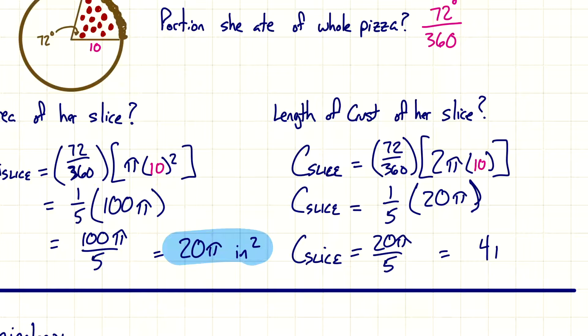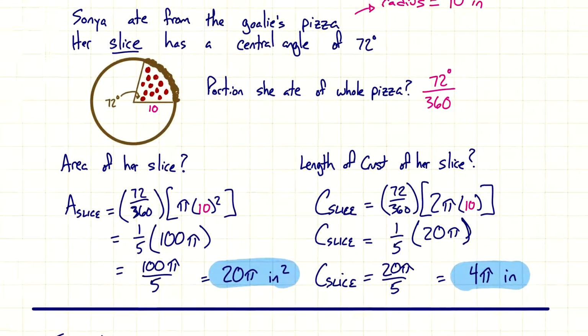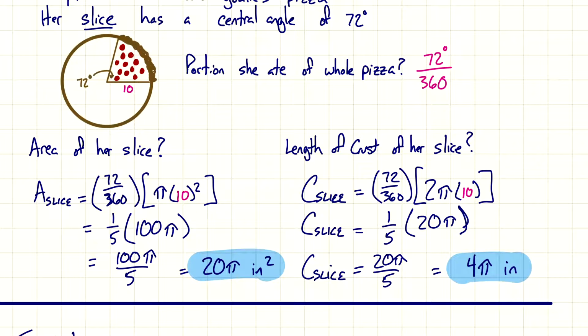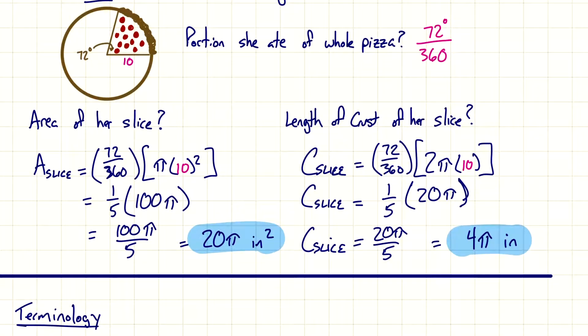In this case, 20 divided by 5 is 4, which means 4 pi inches, right? So keep in mind, this is not 4 inches. This is 4 times pi. So if you actually put this in a calculator, it's going to give you something like 12 point something, I believe. All right, so that is how we figure out the area of the slice and the length of the crust.